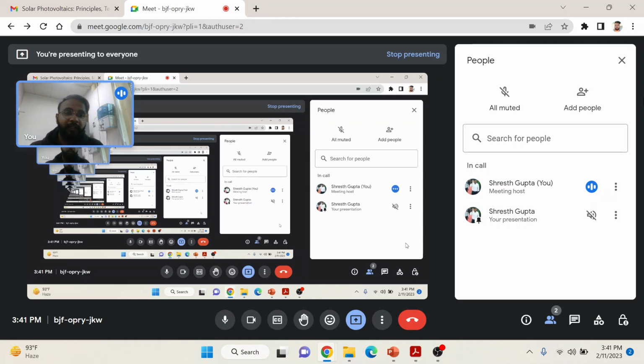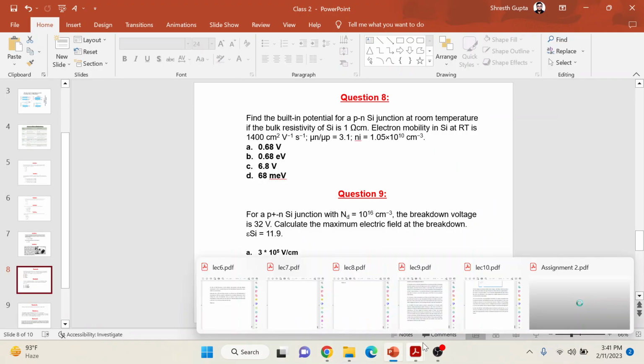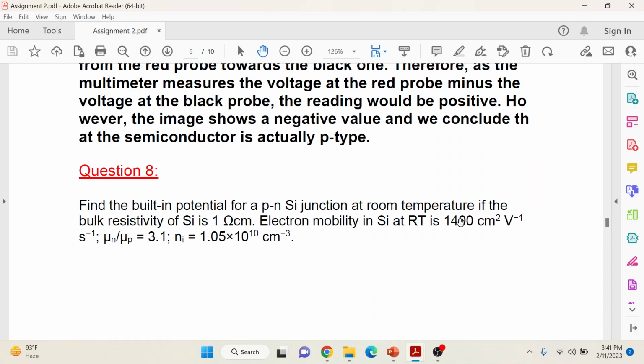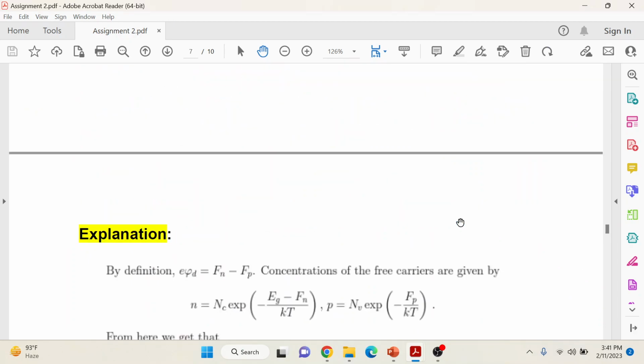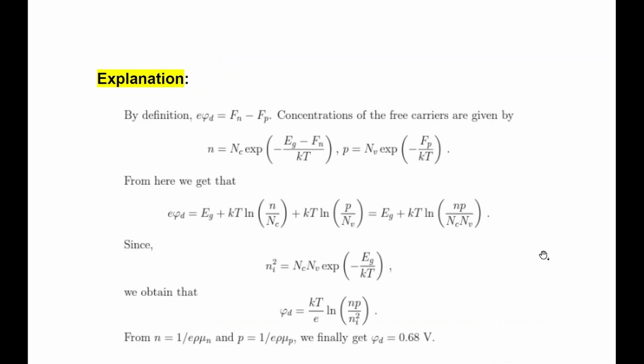So let me show the answer of this question number 8. The question number 8 answer is like this. By definition we know that E psi d is equal to Fn minus Fp. Concentration of the free carriers are given by n is equal to Nc exponential minus (Ec minus Fn) over kT, and p is equal to Nv exponential minus Fp over kT.